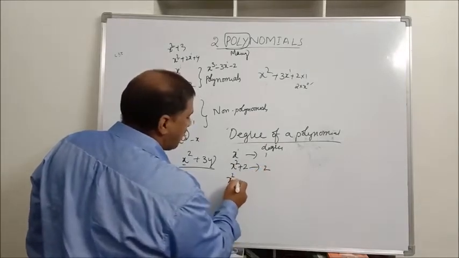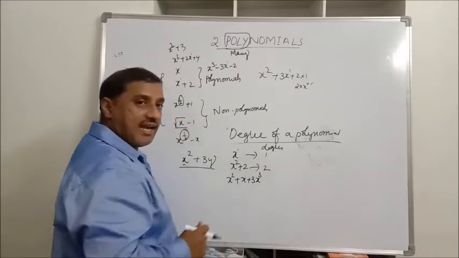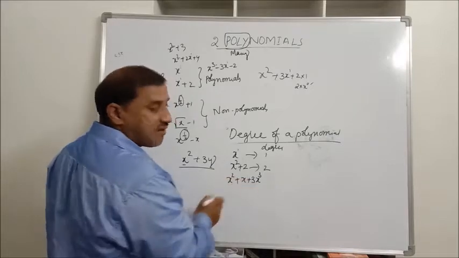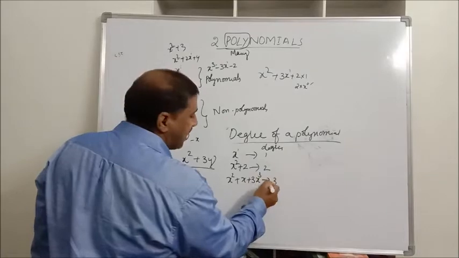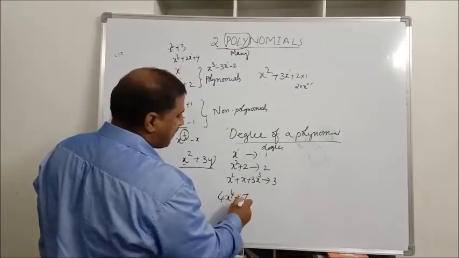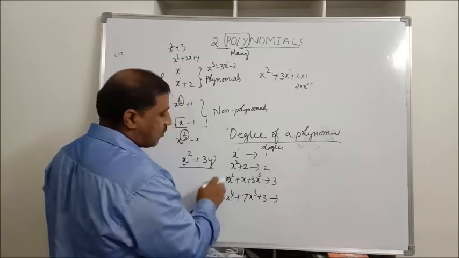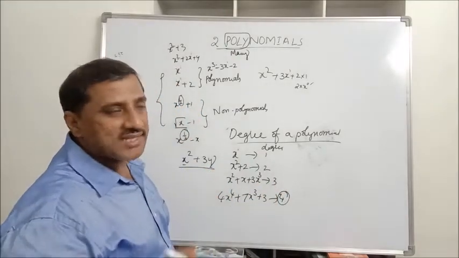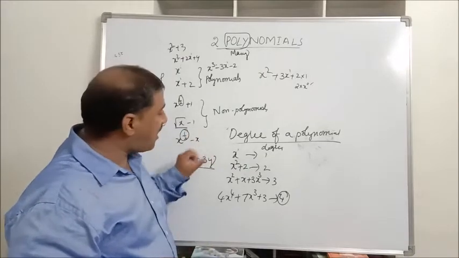Now x square plus x plus 3x cube. Here the power is 2, here the power is 1 and here the power is 3. Which is the highest power? It is 3, therefore its degree is 3. Now 4x to the power of 4 plus 7x cube plus 3. Which is the highest power? Here it is 4. Therefore its degree is 4. So the highest power of the variable of a polynomial is known as the degree of the polynomial.